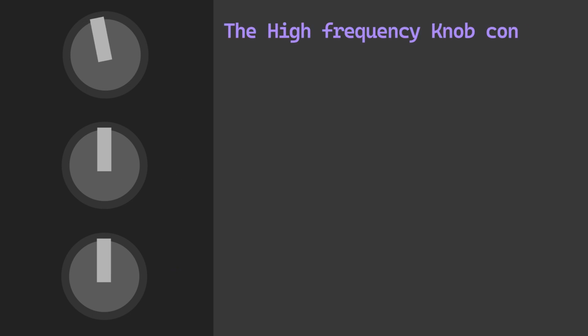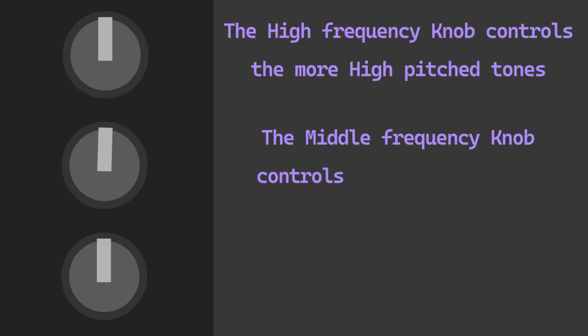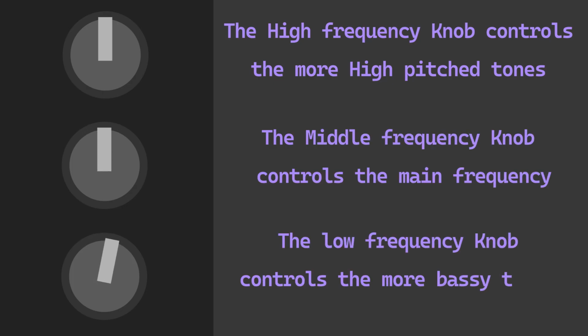The high frequency knob controls the more high-pitched tones. The middle frequency knob controls the main frequency. The low frequency knob controls the more bassy tones.